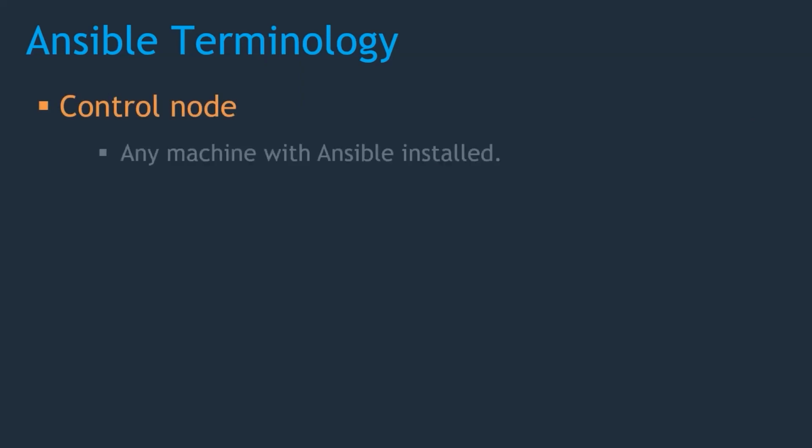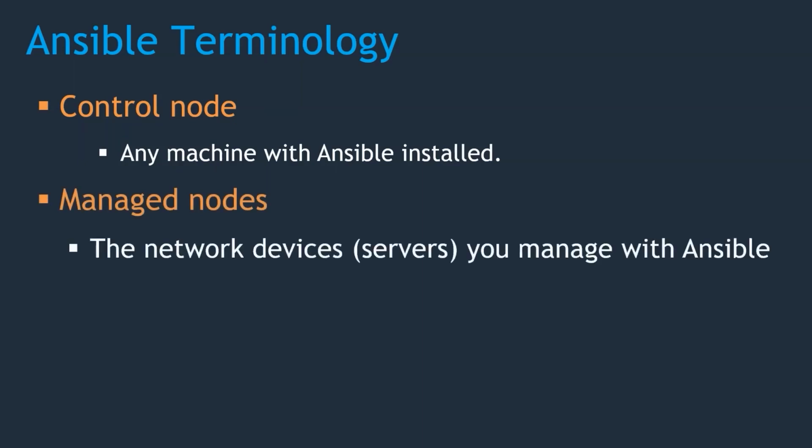Now, Ansible terminology. So first, control node. As I said, a control node is any machine with Ansible installed. Wherever we install Ansible, we call it a control node. Next, managed nodes. Managed nodes are nothing but the network devices or servers you manage with Ansible. So whatever we are managing through Ansible, we call those managed nodes.